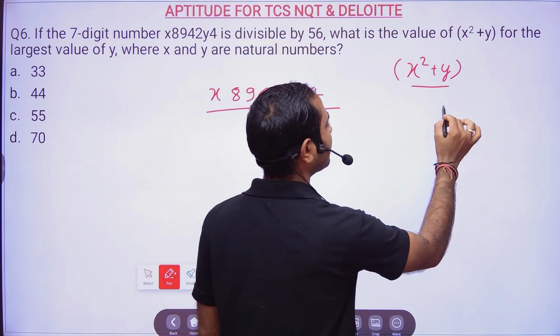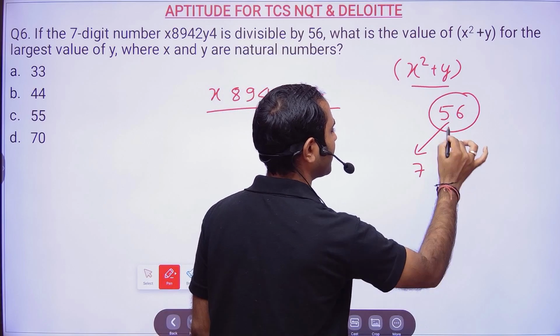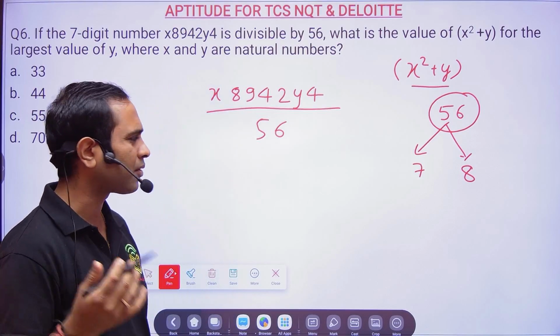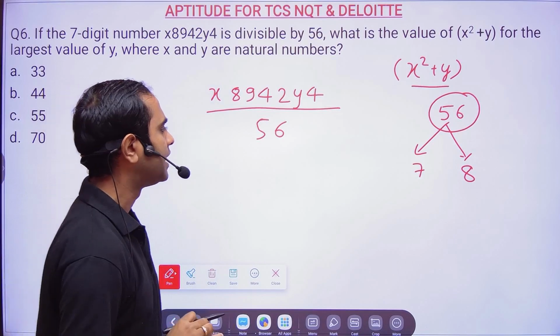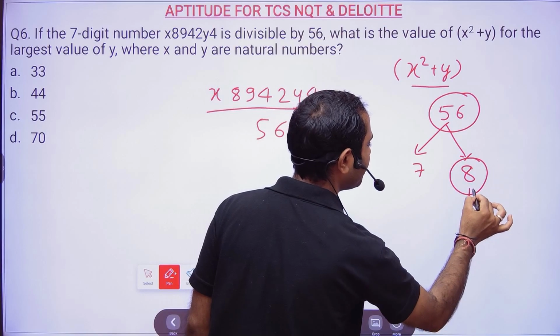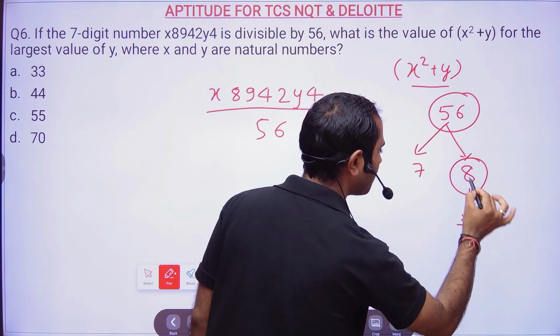Now for 56, what are the factors of 56? 7 and 8. Also 2 and 28, but 28 is again a factor of 7 and 4, so why unnecessarily increase the number of digits? Now, if a number is divisible by 8, the divisibility rule comes in: the last 3 digits should be divisible by 8.